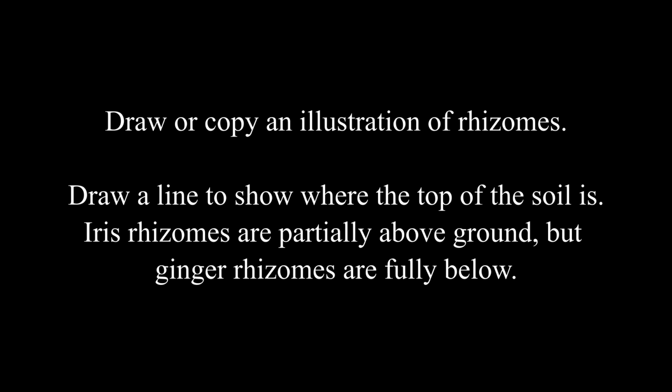The other activity is to draw or copy an illustration of rhizomes. Draw a line to show where the top of the soil is, because some rhizomes, like the iris, kind of sit, so they're partly in the air and then partly underground, and then some, like the ginger, is completely underground. Just to kind of document what the differences are. If you want to do one of each, then that's a really great way to compare those two different types of rhizomes.